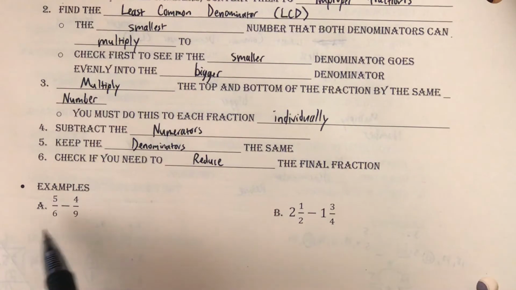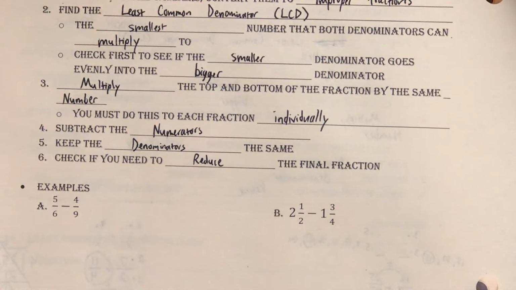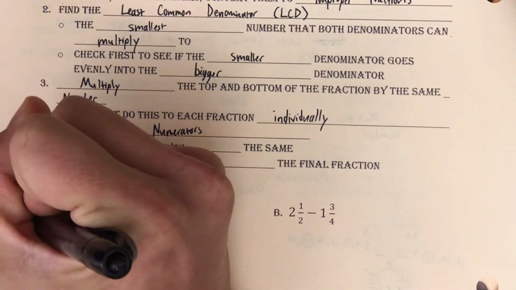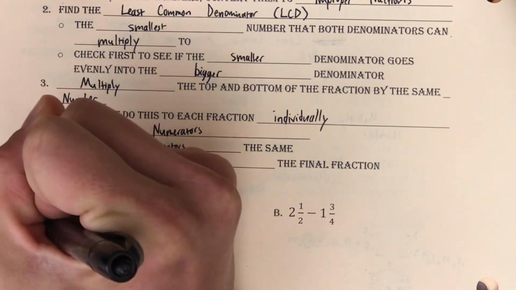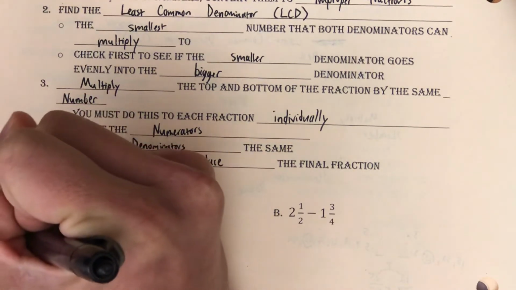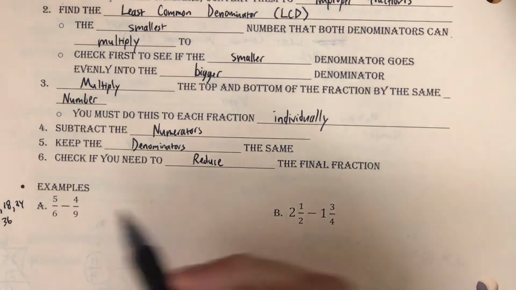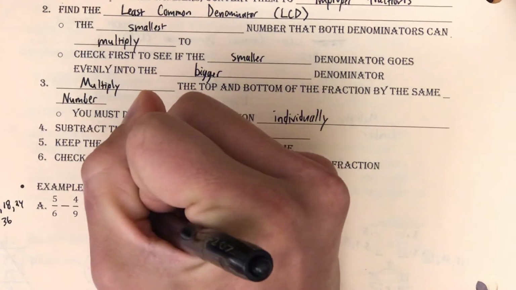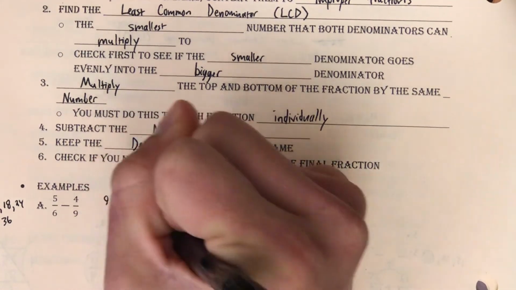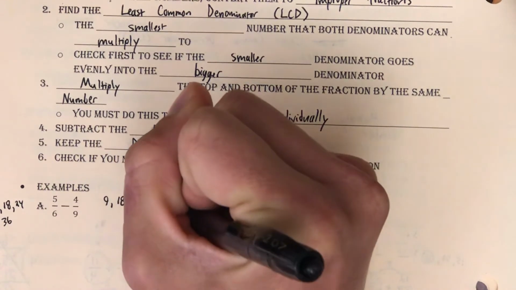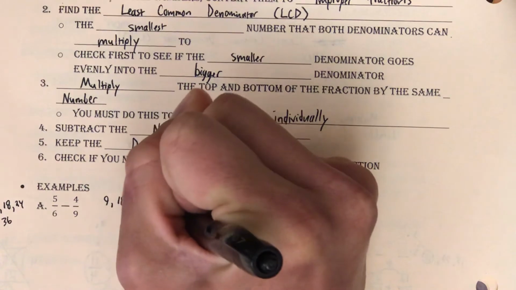So now, in order to figure out what number they have in common, I'm just going to list out some multiples of 6, and then I'll list out some multiples of 9. So first one, I've got 6, then 12, then 18, then 24, then 30, then 36. I always usually do about 6 multiples. And then I'm going to list out multiples of 9. So I've got 9, 18, 27, 36.